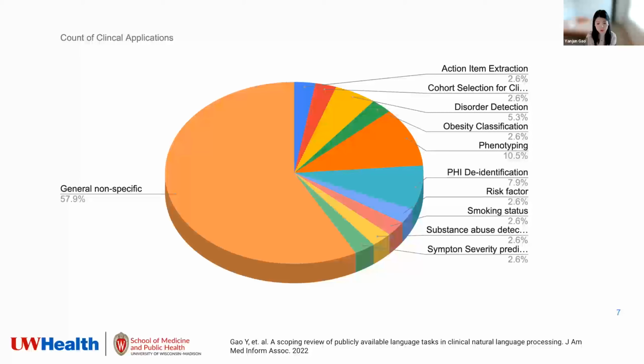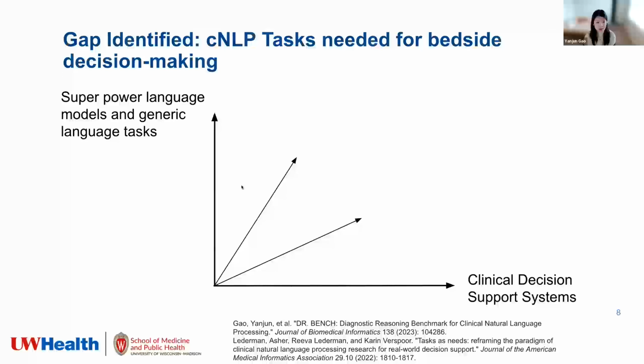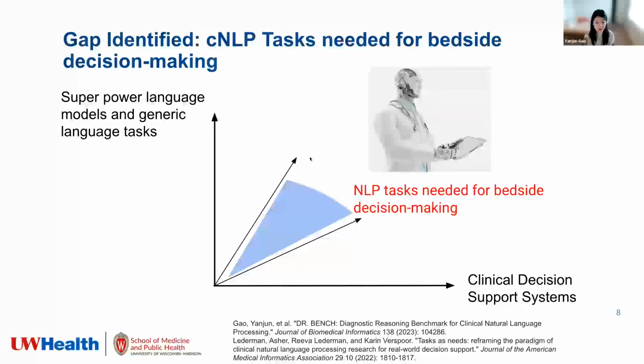But still, we were able to identify a gap between the superpower language model in generic language tasks versus what we really need in clinical decision support systems. So this is from our recent paper proposing a new suite of tasks focusing on diagnostic reasoning. And also a paper published by a Korean group proposing tasks that really focus on clinical decision support that could be run at the bedside. So I want to further show that our group's focus is on the NLP tasks needed for bedside decision making. And my work today, which I'm going to be presenting, is particularly for diagnostic decision support.